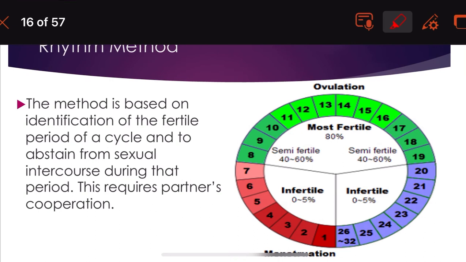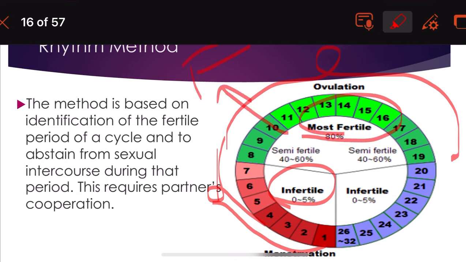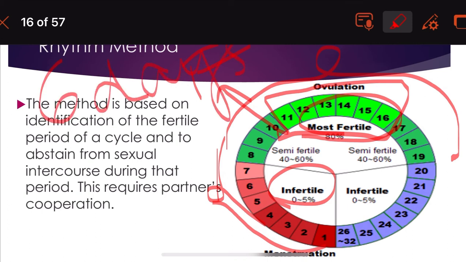You see, in the first 7 days of her menstrual cycle, she is infertile. Then from the 8th day to the 19th day is the fertile period. In that, the most fertile days are only 11 to 16. These 6 days are the most fertile period. The rest is semi-fertile, and this is the infertile period. The infertile period is the safe period.